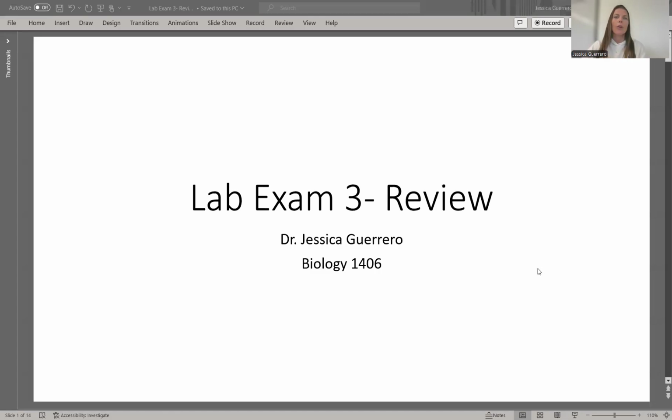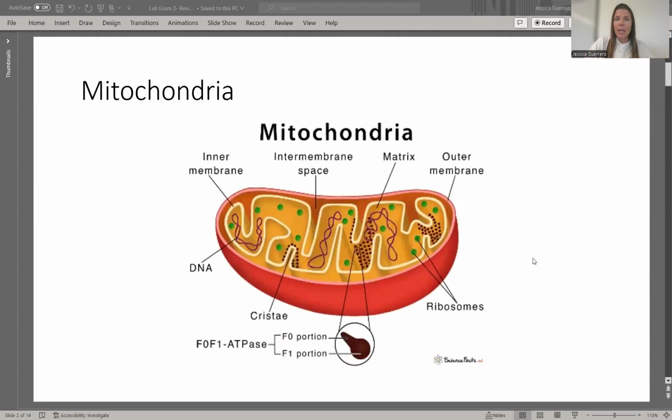I was going to go over what you should know about the labs for lab exam 3 that's coming up for intro to biology. All right, the first labs that we did were involving the mitochondria and the process that occurs in the mitochondria, which is cellular respiration. Initially, I wanted you to understand the anatomy of a mitochondria.